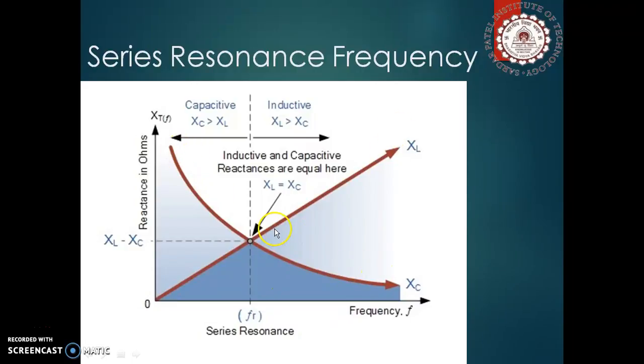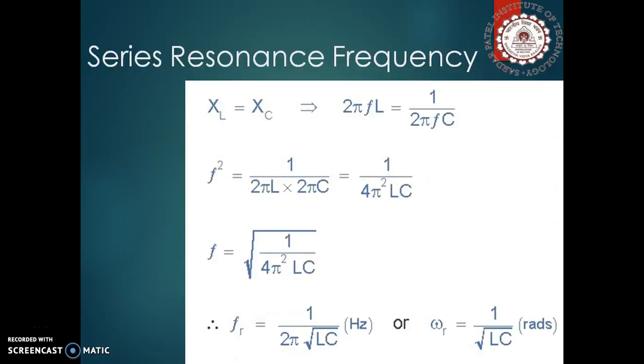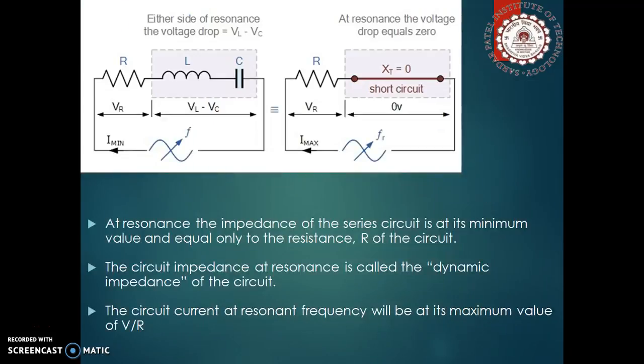These are the two plots of XL and XC, as we have already seen before. And when the frequency is lesser than the resonant frequency, XC is greater than XL, so the circuit is capacitive, and when the resonant frequency is exceeded, the circuit becomes inductive, since XL becomes greater than XC. Now when XL is equal to XC, 2 pi FL is equal to 1 upon 2 pi FC. Therefore F comes out to be 1 upon 2 pi root LC in hertz, or omega R comes out to be 1 upon root LC in radians.